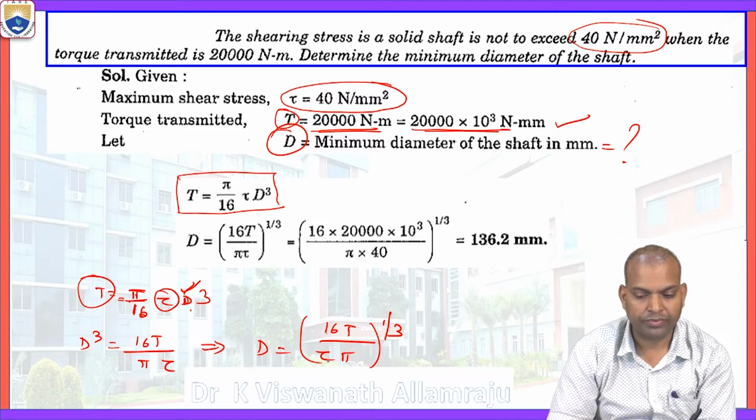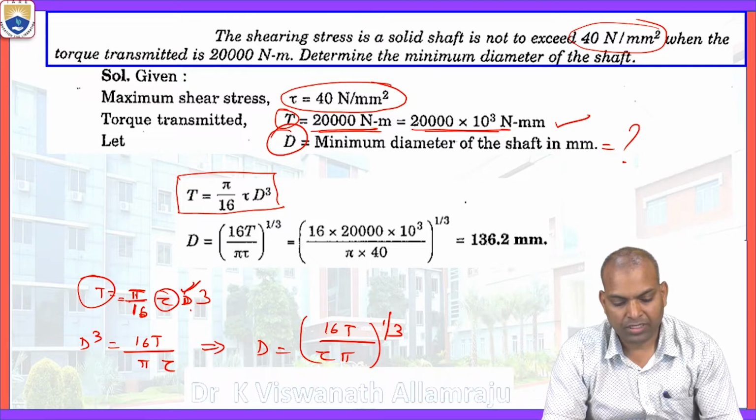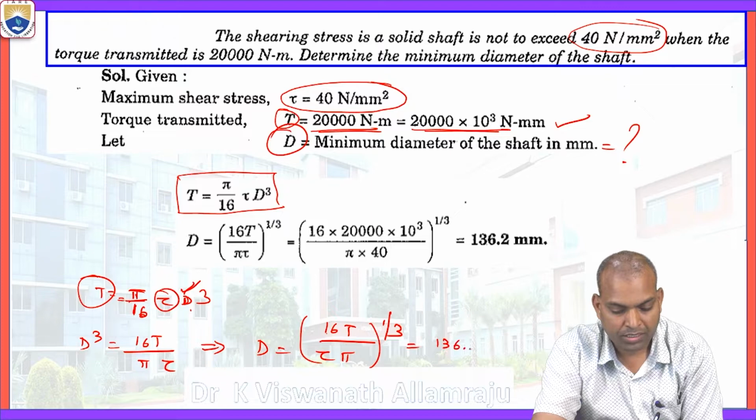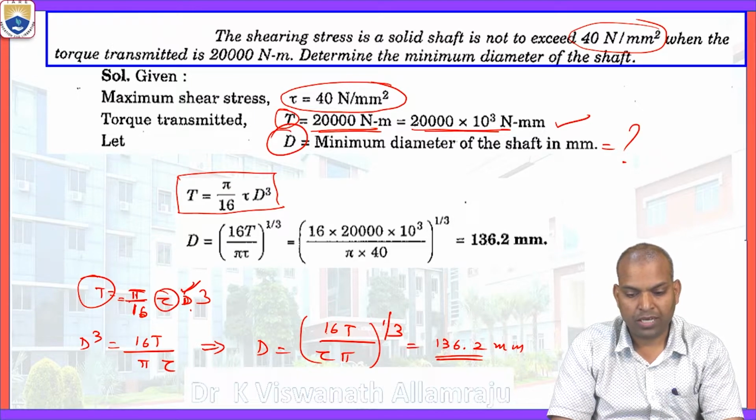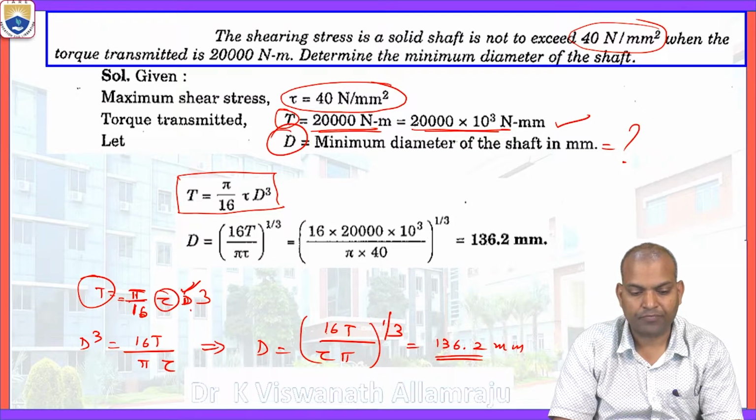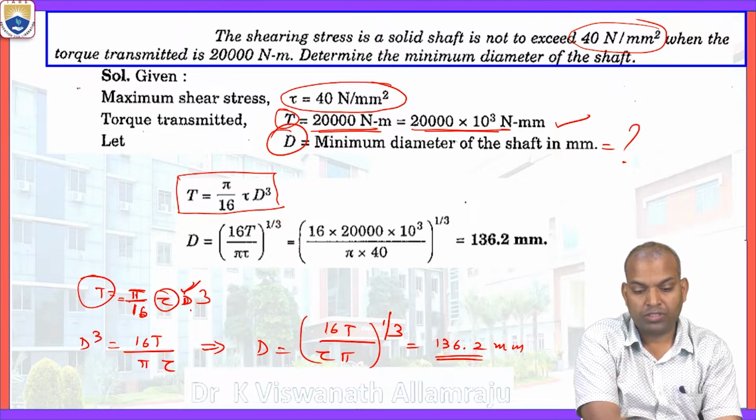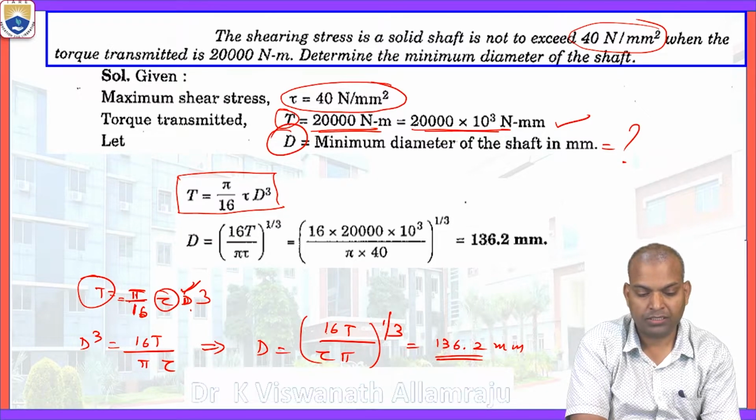What is the tau value? 40 Newton per square millimeter, and pi power 1 by 3. After substitution and calculation, the diameter is 136.2 millimeters, practically huge. It is a huge diameter because the torque is high, 20,000 Newton meters, that is 20 kilonewton meters. So more torque, and the shearing stress is not to exceed 40 Newton per square millimeter.